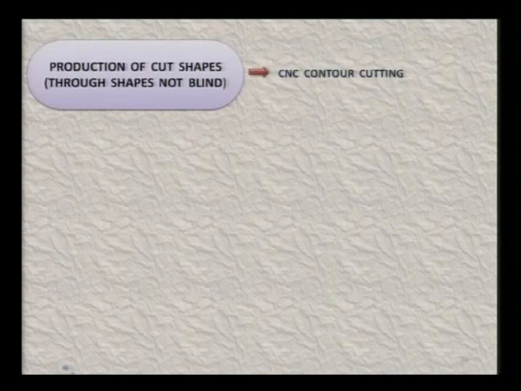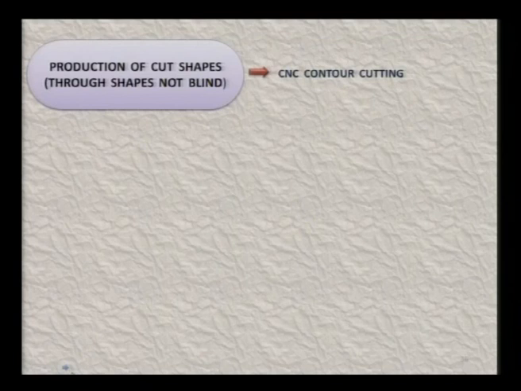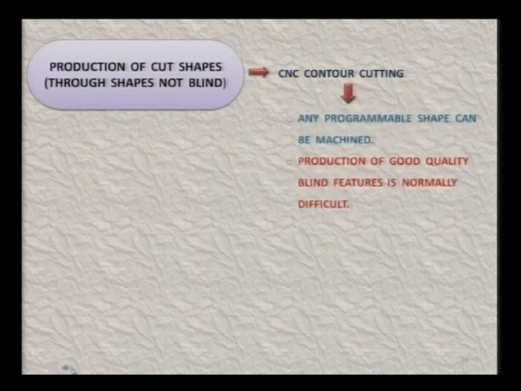I have already explained that it is easy to cut large sized through shapes by a trepanning operation using the CNC machining feature rather than melting and vaporizing, as shown here in this figure. So, what it says is production of cut through shapes, not blind ones; you can use the CNC contour cutting features. Any feature that you can express in terms of equations, or for which you can make the program, any programmable shape can be cut or machined by the laser beam machining system.